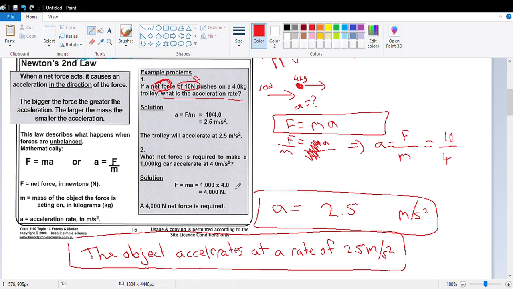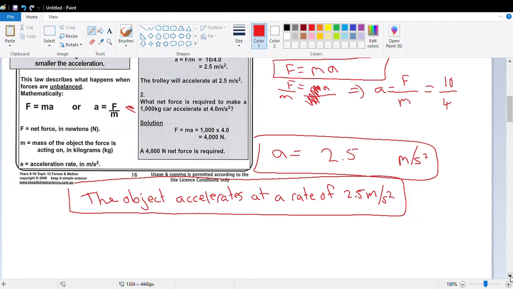Okay, we'll do one more example and then you can have a go at the worksheet on the following page, and there is an extension page on 26 for those that are wanting a little bit more of a challenge. Question 2: what net force is required to make something that weighs a ton, 1,000 kilograms, accelerate at 4 meters per second squared?